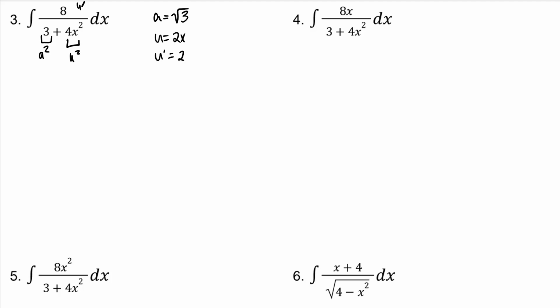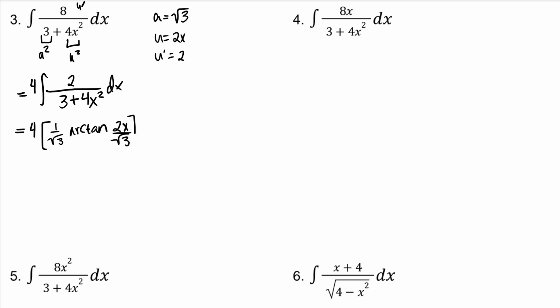So I'm going to factor out a 4 from the integrand, so that now my numerator is 2. Now the integral is 1 over a arctan u over a. You do not need to rationalize either of these denominators.